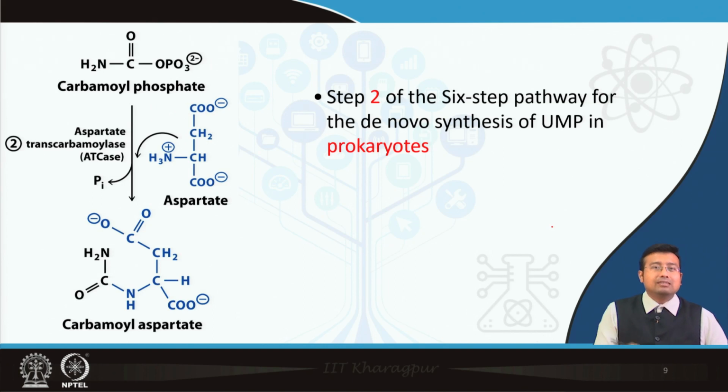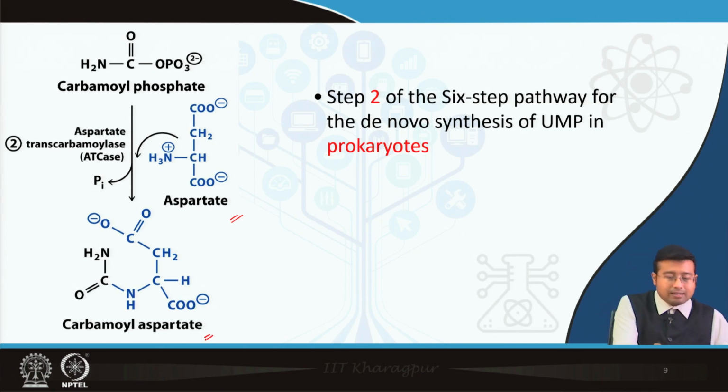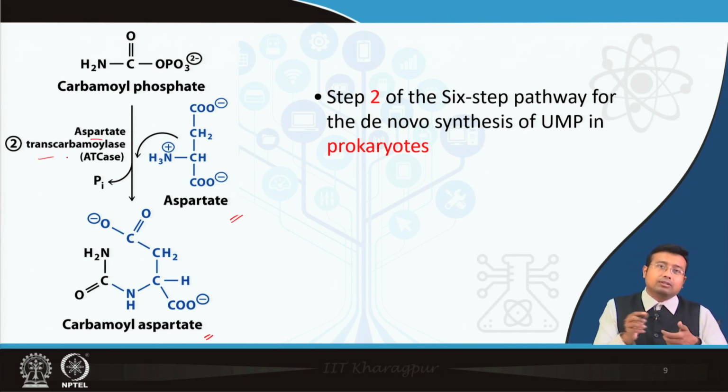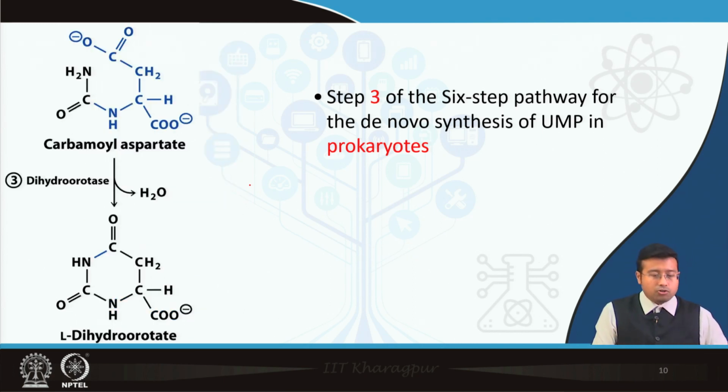Next step, what happens? This carbamoyl phosphate combines with aspartate, another donor of the pyrimidine nucleotide ring, and it forms carbamoyl aspartate. The enzyme is aspartate transcarbamylase, which is abbreviated as ATCase. So, carbamoyl phosphate and aspartate form carbamoyl aspartate. You can see the ring is almost formed. So, what else is left? Simply we can join the ring, and that is exactly what happens.